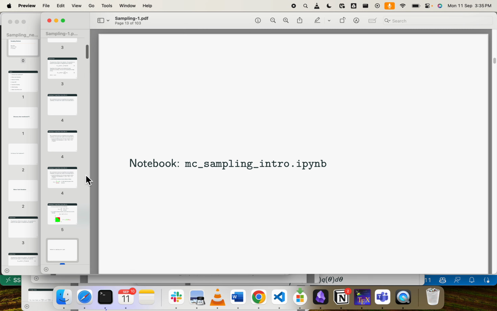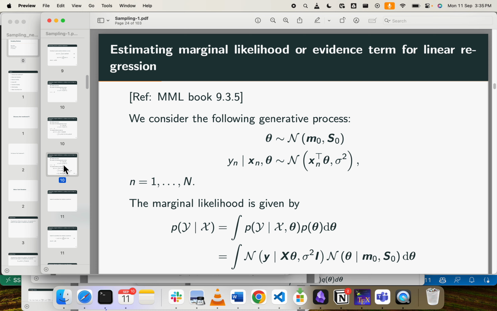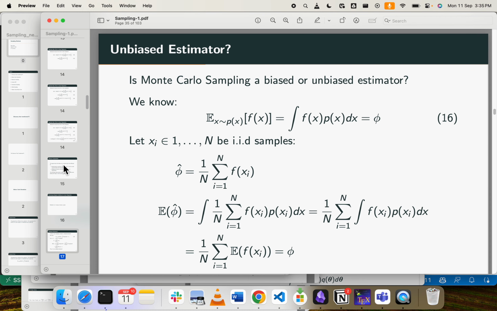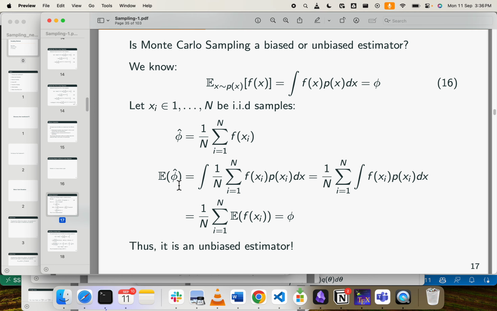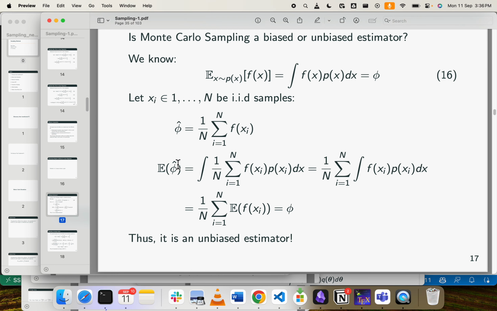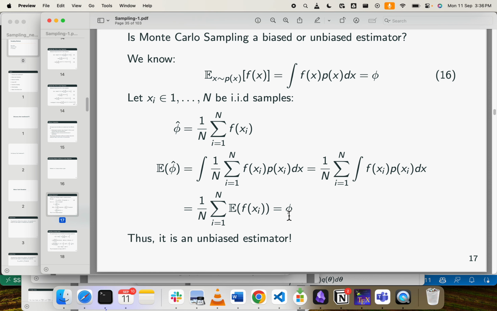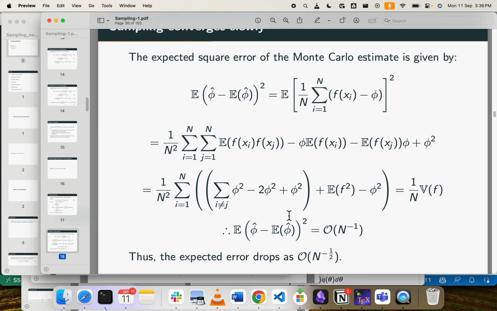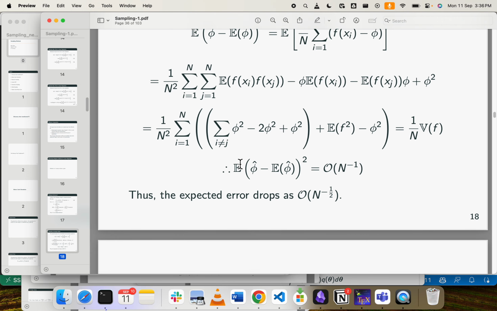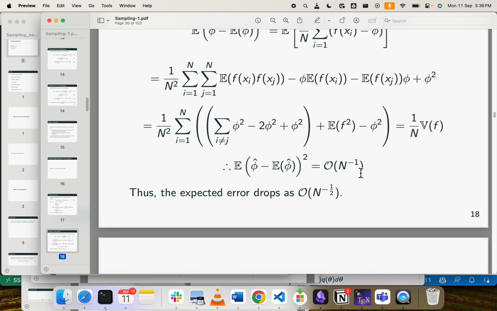So this is mainly showing the fact that the estimator that we have is an unbiased estimator, which means that the expectation of phi hat turns out to be phi. I'm just leaving the proof on the slides for later study. And the variance is inversely proportional to the number of samples. So therefore, you have to increase the number of samples to a large extent in order to get a small error, which is as expected.